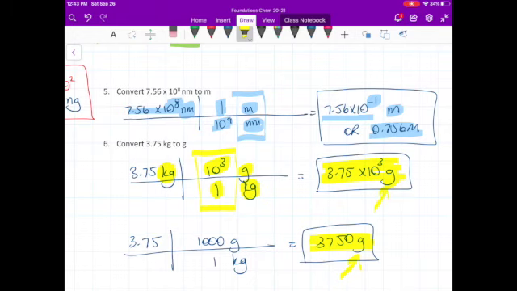So now we're at the end of one-step dimensional analysis conversions, and the next video will be on two-step dimensional analysis conversions. But why don't you stop for now and don't learn the next set until this has settled in your minds for a day.